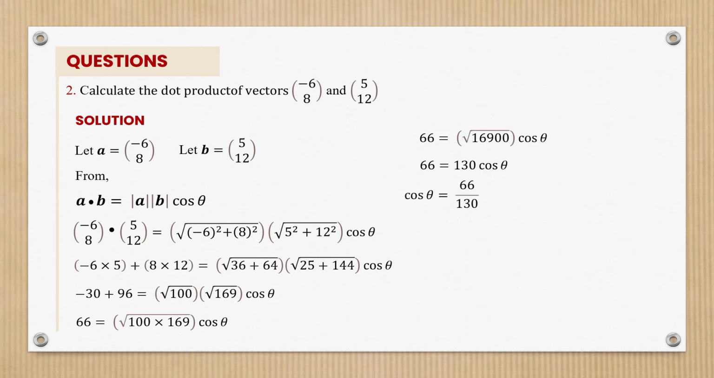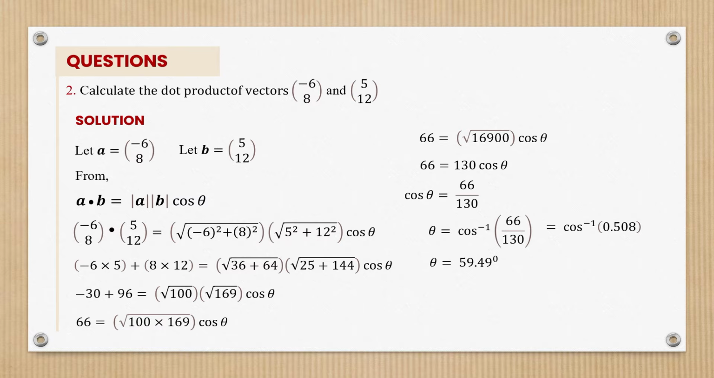So making cos theta the subject, cos theta shall be equal to 66 over 130. And then we're going to make theta the subject. Theta shall be equal to cos inverse of 66 over 130. Of course, 66 over 130 in decimal form is approximately 0.508 rounded to 3 decimal places. And then we're going to get this by pressing it into our calculator. We're going to have theta being equal to 59.49 degrees.